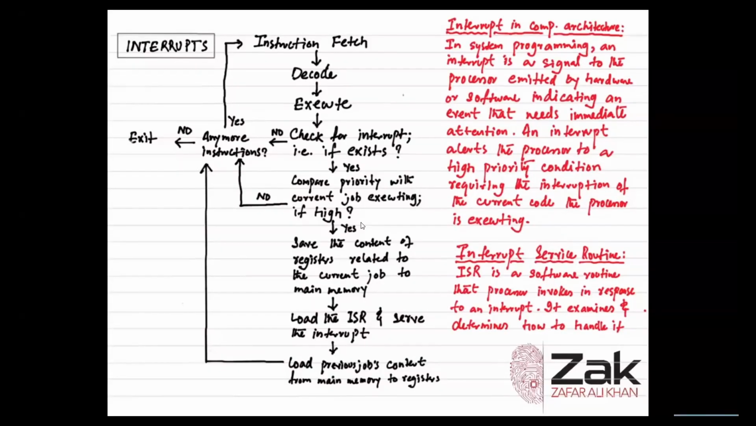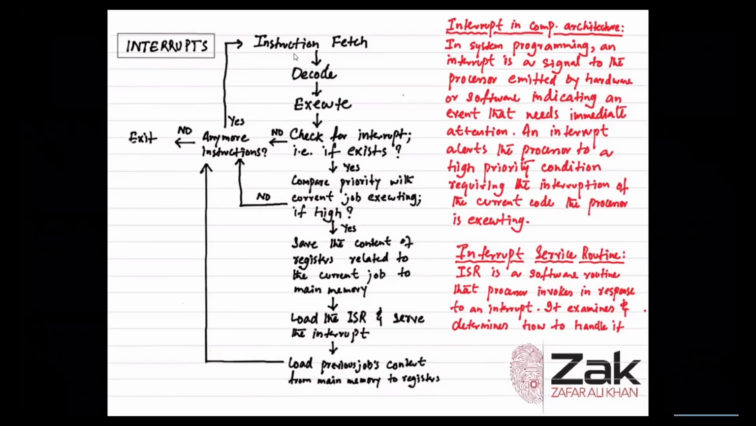Now, I did explain what an interrupt is. Now you have to understand what actually happens when a program is being executed line by line in the fetch, decode, execute way. Every single instruction is being executed. What happens if an interrupt is generated? So let's start from the instruction being fetched, then decoded and executed.